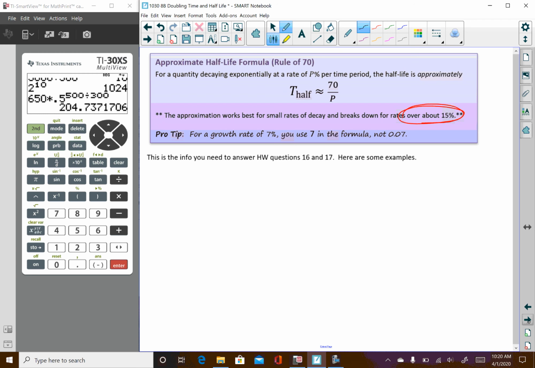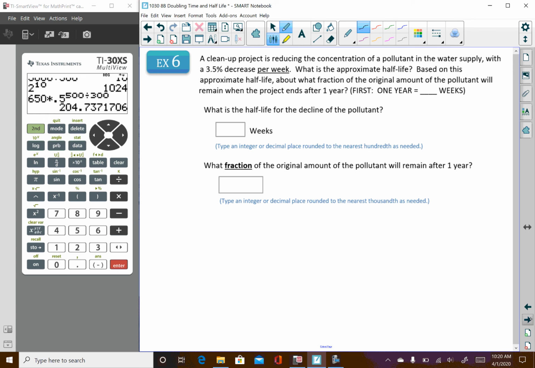So I'm going to do a couple examples here, and then you can finish up the rest of that homework assignment. So example 6. A clean-up project is reducing the concentration of a pollutant in the water supply, and they're able to get a 3.5% decrease per week. What is the approximate half-life? And then based on that half-life, what fraction of the original amount will remain after 1 year?